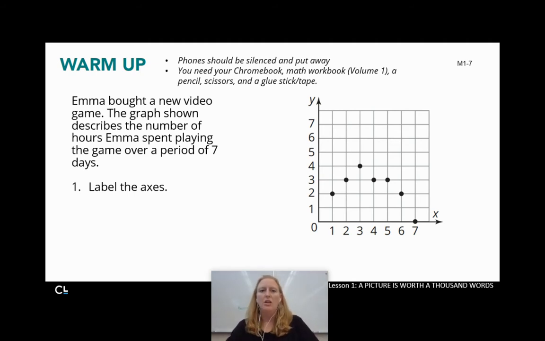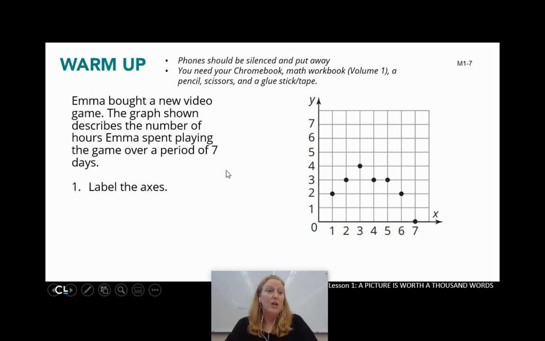Before we get into today's lesson, we do have a lovely warm-up to get us started. You also might want to be aware that we are going to do a little bit of cutting and pasting today. So in addition to having your math workbook volume 1, you're also going to want scissors and a pencil to write with, and either a glue stick or tape of some kind. That's going to be helpful today.